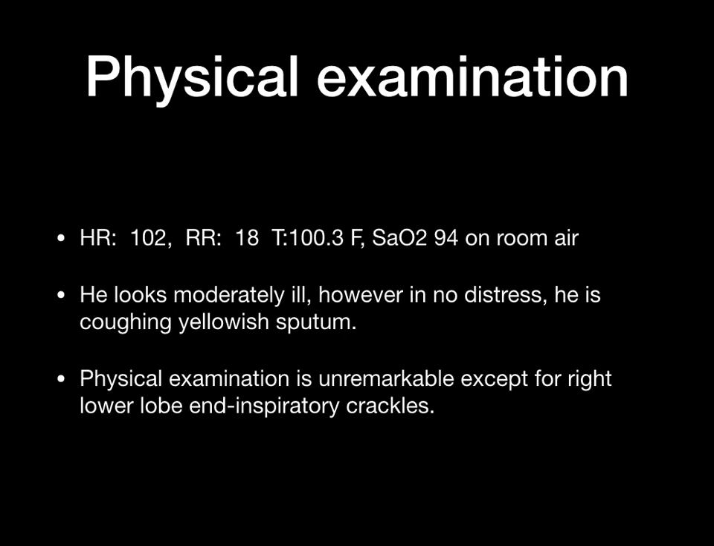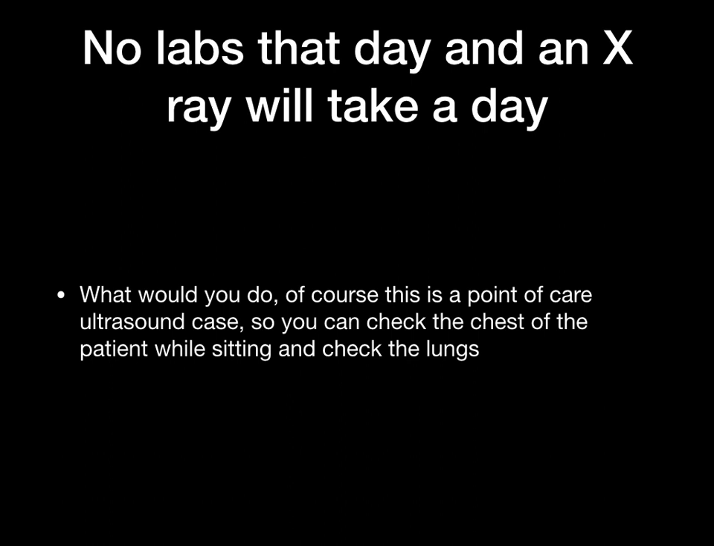So in the right lower part of the right lung, he had inspiratory crackles. At that moment, we didn't have labs or X-ray to take that day, so we need to make a decision. It seems to be a low-risk patient with a CURB-65 that is low. He isn't even 65 years old. And at that moment, what would you do?